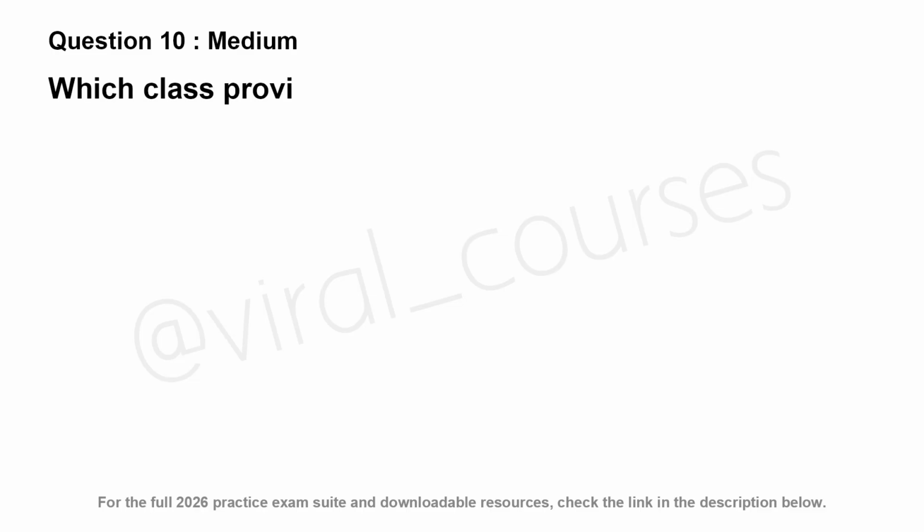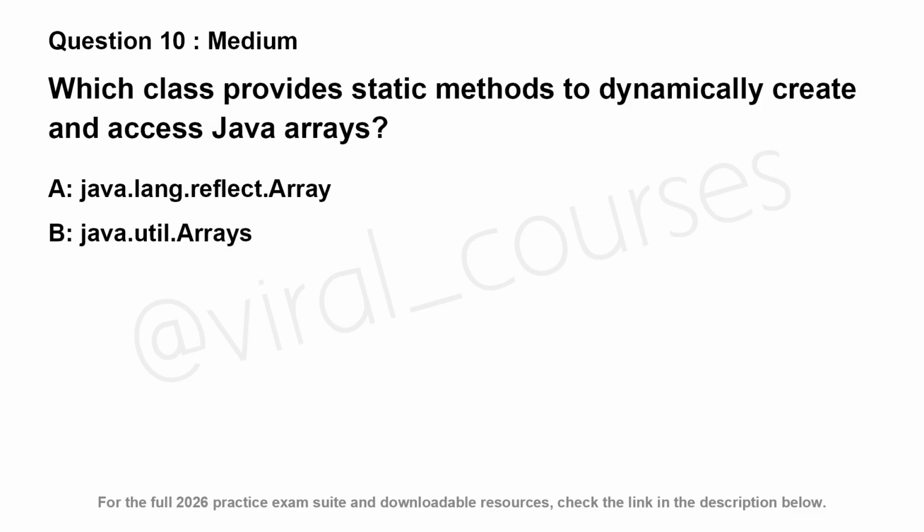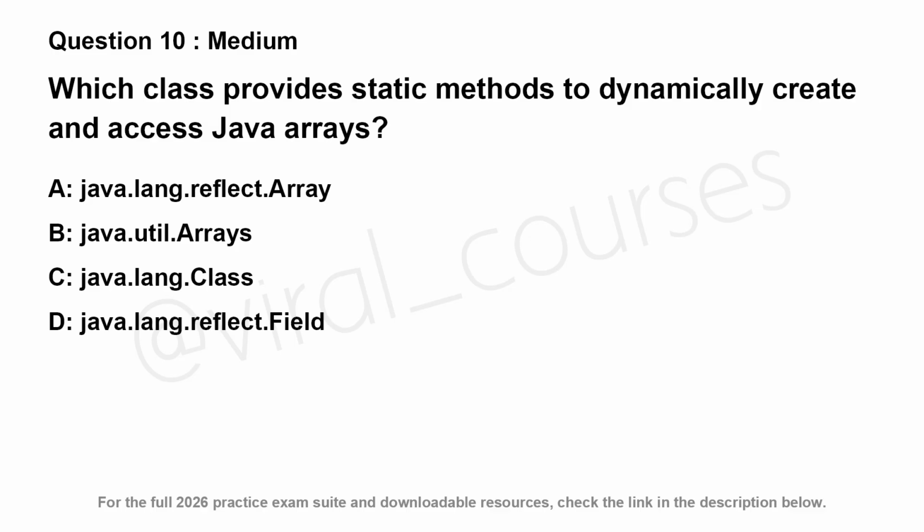Which class provides static methods to dynamically create and access Java arrays? Option A. java.lang.reflect.Array. Option B. java.util.Arrays. Option C. java.lang.Class. Option D. java.lang.reflect.Field.